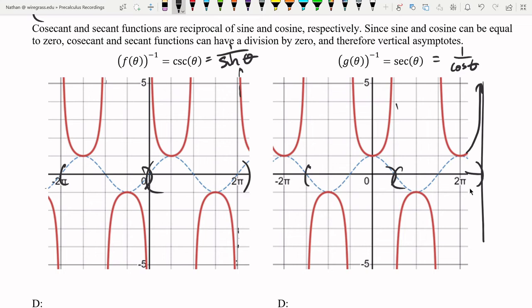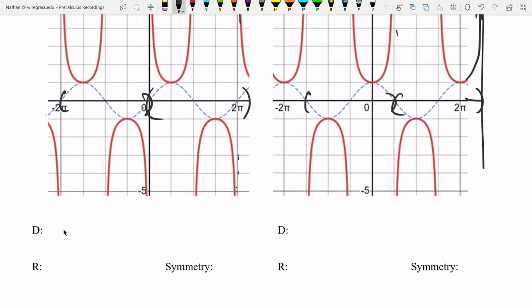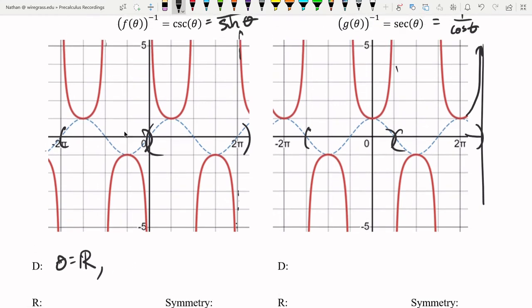So cosecant and secant have the same period as whatever sine and cosine functions they come from. The domain is going to be everything except for when we have asymptotes. And for this first one, we had asymptotes at every pi, 2 pi. So theta cannot equal pi k, for k equal to an integer.